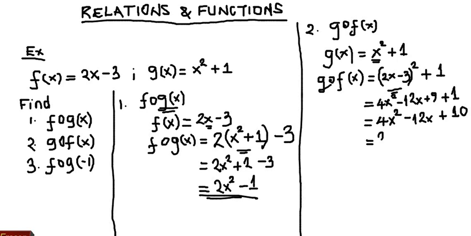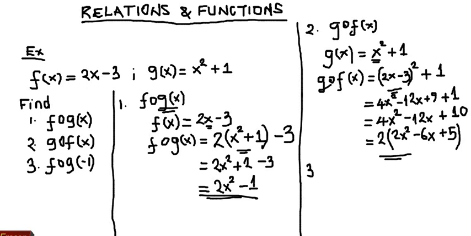We can of course simplify this by factoring out a 2, so that we have 2x squared minus 6x plus 5. This is just a step to simplify, otherwise there's no harm in leaving it at 4x squared minus 12x plus 10. So that is the composite function g of f of x.